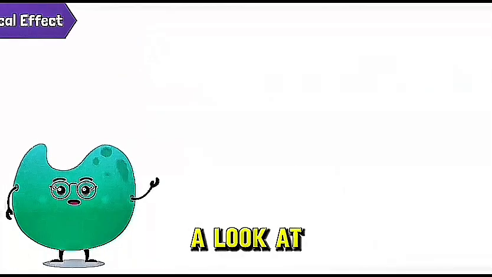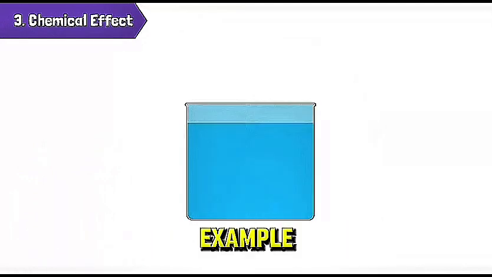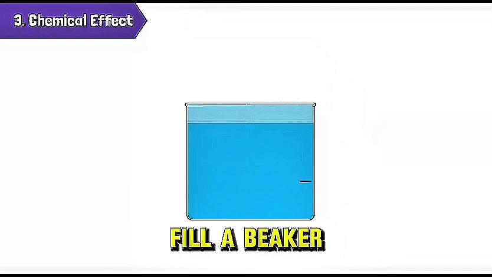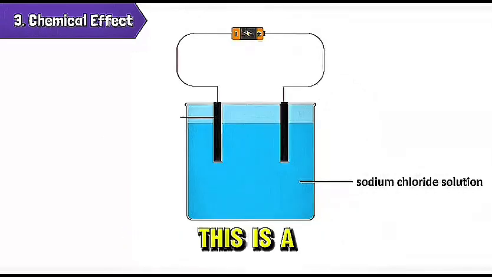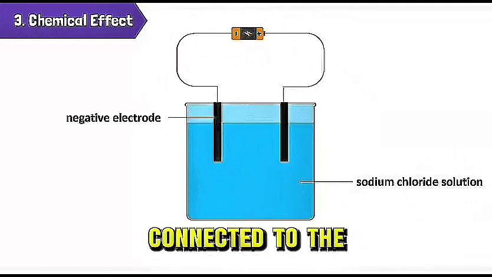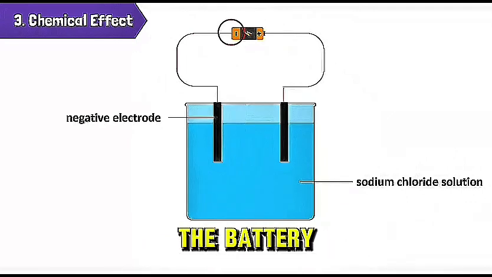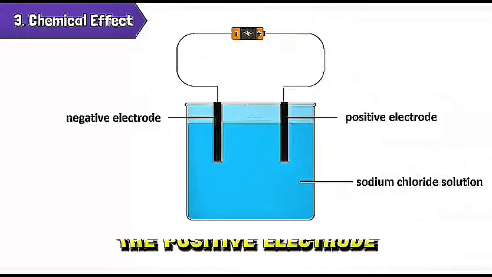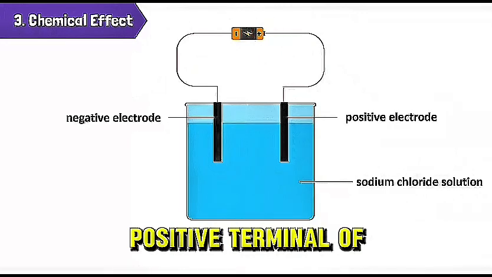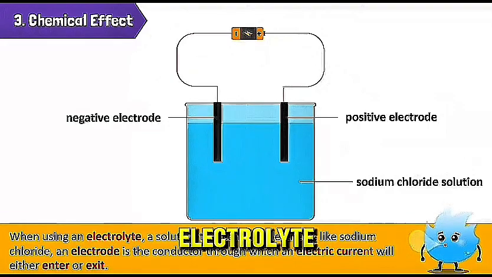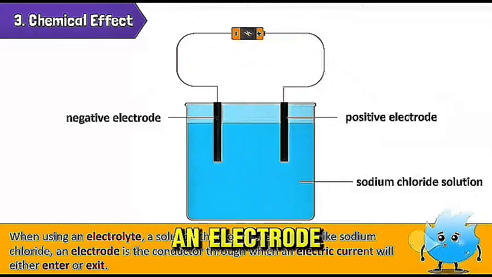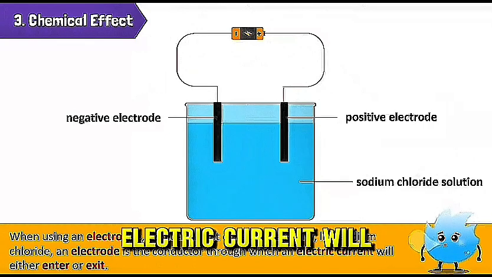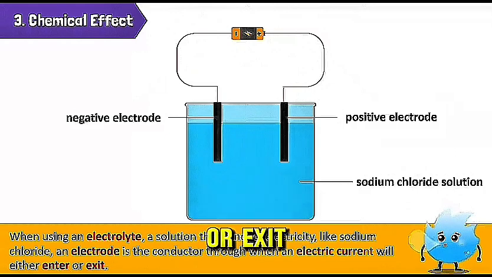Lastly, let's have a look at the chemical effect of electric currents. Let's illustrate this process with an example. Fill a beaker with sodium chloride and set up the circuit like this. This is a negative electrode as it is connected to the negative terminal of the battery, and this is the positive electrode as it is connected to the positive terminal of the battery. When using an electrolyte, a solution that conducts electricity, like sodium chloride, an electrode is the conductor through which an electric current will either enter or exit.